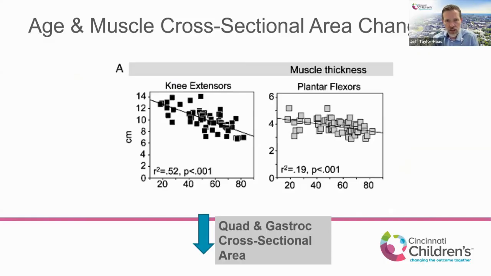Going back to looking at cross-sectional area, you can really appreciate that our quads really go south as we age, much more directly than our plantar flexors. This R-squared value of 0.52 tells us that 52% of the variance of the knee extensor mass reduction is directly attributed to age, whereas for the ankle plantar flexors, the variance in that reduction in circumference is explained by only about 20%. So there are other factors that explain ankle plantar flexor mass reduction, but age is a significant variable.